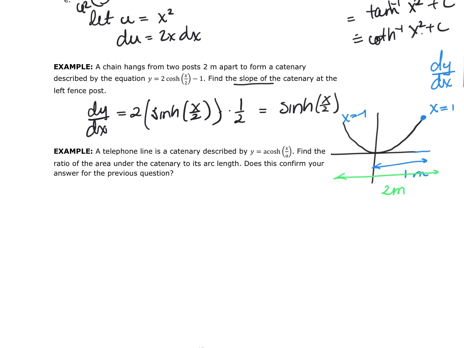A telephone line is a catenary described by y is equal to the inverse hyperbolic cosine of x over a. Find the ratio of the area under the catenary to its arc length. Well, we haven't learned arc length at this point, so if this is on your homework, just let me know and I'll remove that and put it in the right place, because we haven't learned arc length.